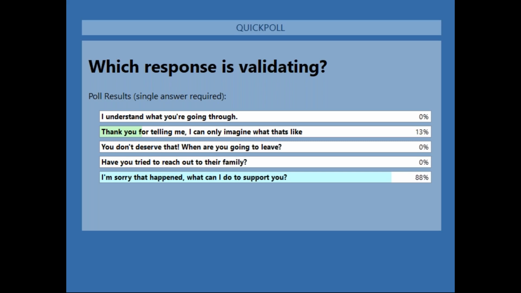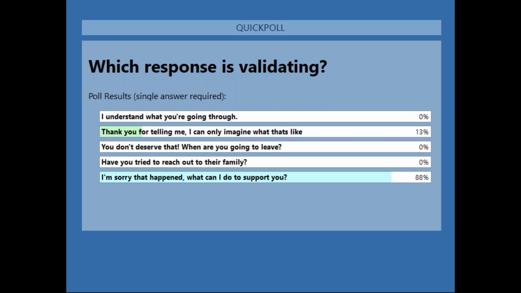So the first one, I understand what you're going through. A lot of times folks do want to just say that, like, oh, I understand that. Like, I understand what you're going through, and here's what you should do, right? But in reality, we can't understand what someone else is going through.